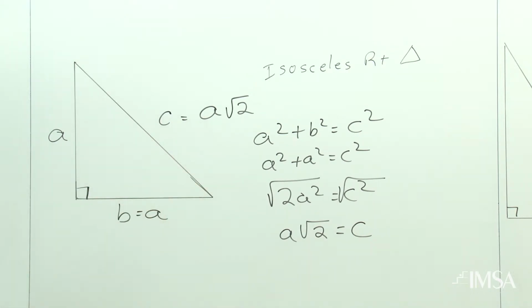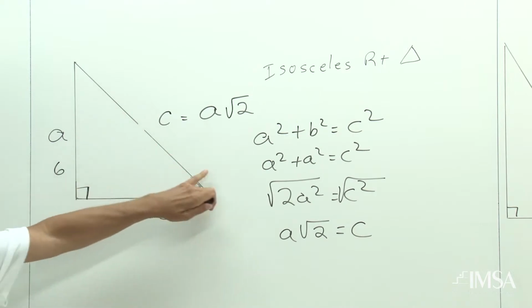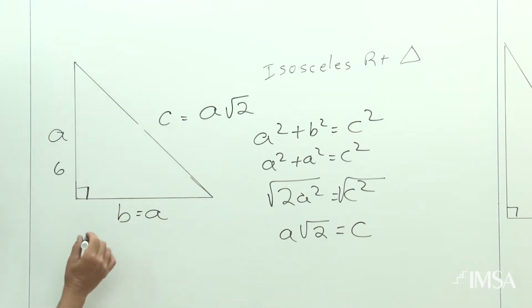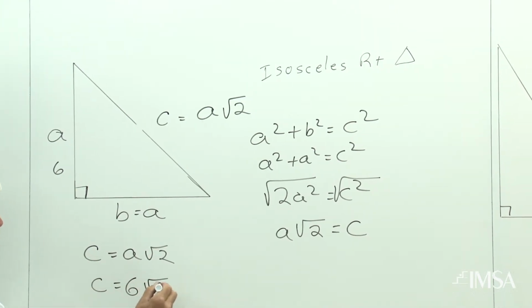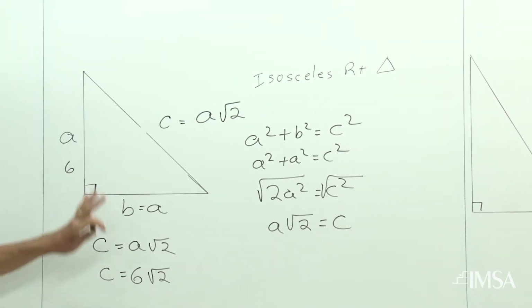Now how do we apply that? Let's take a look at a triangle and let's say that side A is 6. How long is the hypotenuse? We can substitute where c is equal to a times the square root of 2. If a is 6, we simply substitute. C is 6 times the square root of 2. We don't have to apply the whole formula. We just know that relationship.